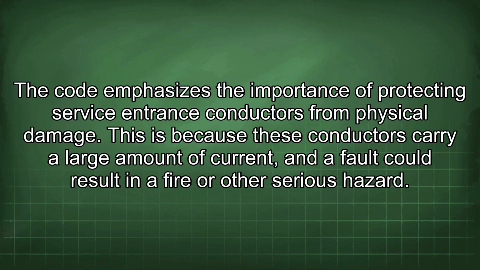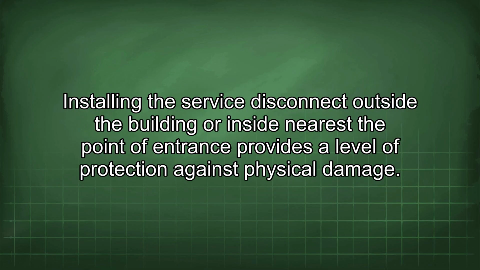The code emphasizes the importance of protecting service entrance conductors from physical damage. This is because these conductors carry a large amount of current, and a fault could result in a fire or other serious hazard. Installing the service disconnect outside the building or inside nearest the point of entrance provides a level of protection against physical damage.